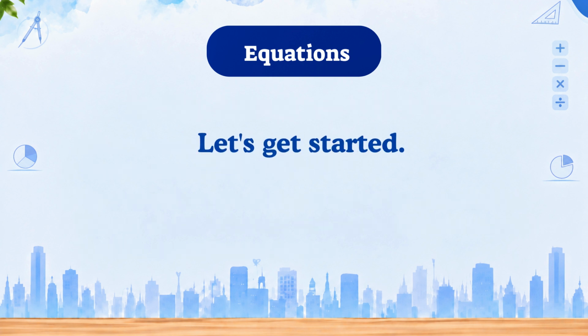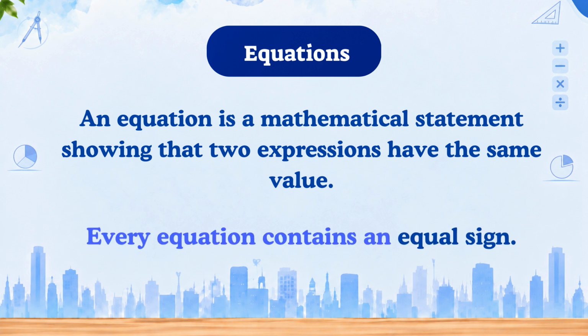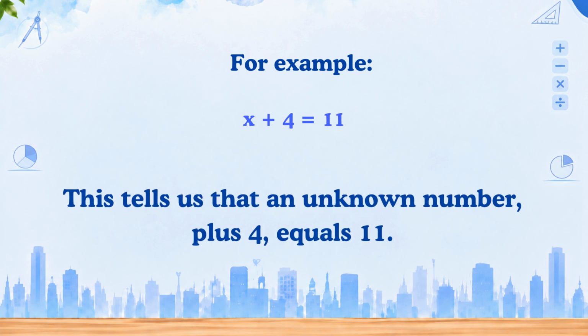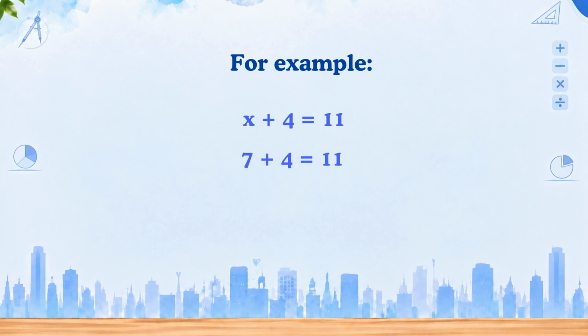Let's get started. An equation is a mathematical statement showing that two expressions have the same value. Every equation contains an equal sign. For example, x plus 4 equals 11. This tells us that an unknown number plus 4 equals 11. Our job is to find the value of x. In this case, 7 plus 4 equals 11, therefore x equals 7.